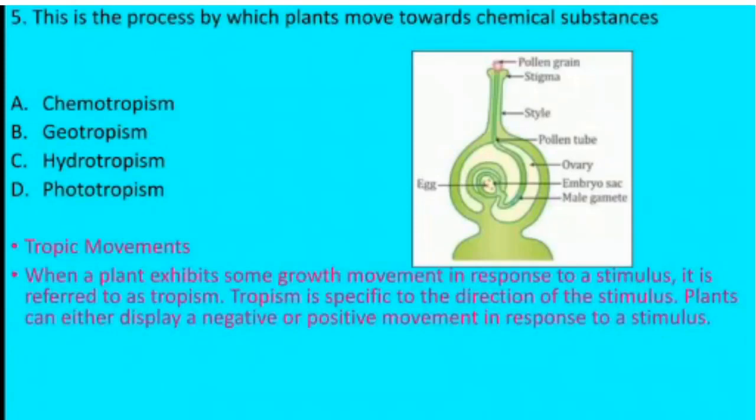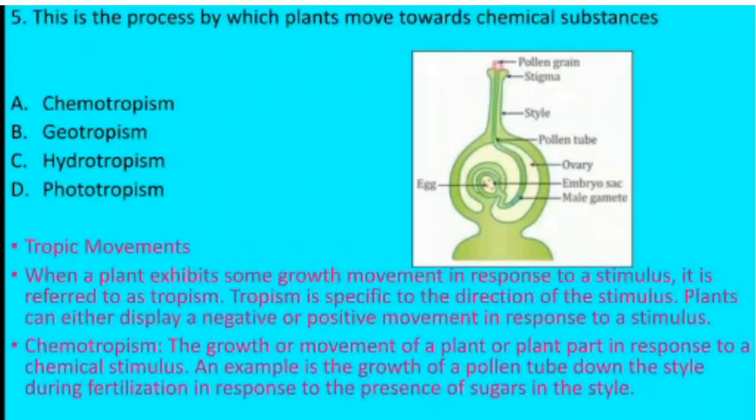So when a plant exhibits some growth movement in response to a stimulus, it is referred to as tropism. So tropism is specific to the direction of the stimulus. So plants can either display a negative or positive movement in response to a stimulus. So the answer is chemotropism. The growth or movement of a plant or plant part in response to a chemical stimulus. Here an example is the growth of the pollen tube down the style during the fertilization process in response to the presence of chemicals such as sugars in the style.